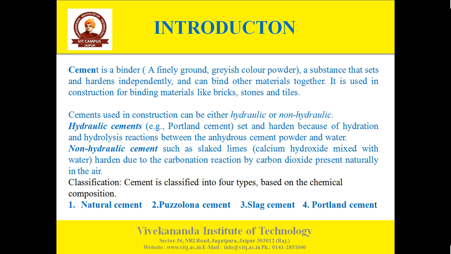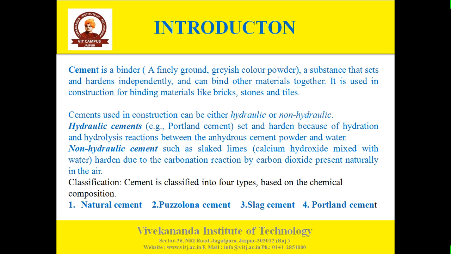Next is pozzolana cement. It is produced by mixing lime with volcanic ash from Pozzolana, Italy. It has hydraulic property and it can be used on mixing with Portland cement. Third is slag cement. It's prepared from the blast furnace slag and hydrated lime on pulverization. It sets slowly and has lower strength. The fourth one is Portland cement.